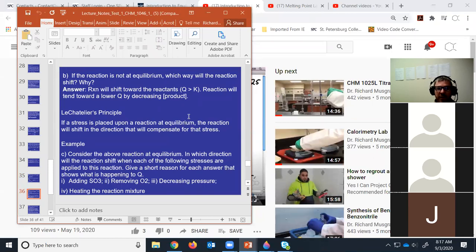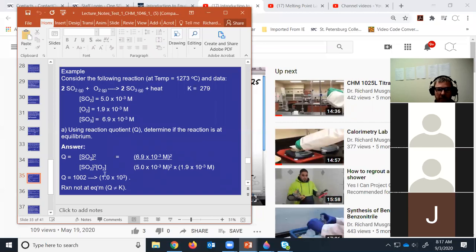If the reaction is not at equilibrium, which it isn't, which way will the reaction shift and why? Because Q is greater than K, let's go back over here. Q is greater than K. See, it's 1002 versus 279. So what you've got to be saying to yourself is, I know that Q is greater than K. What's Q going to have to do in order to get to K? Remember, if the reaction's not at equilibrium, it wants to get to equilibrium.